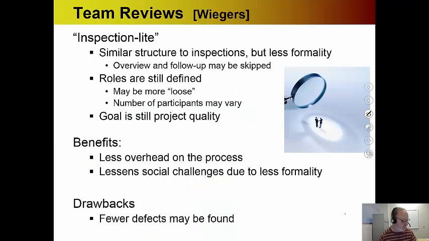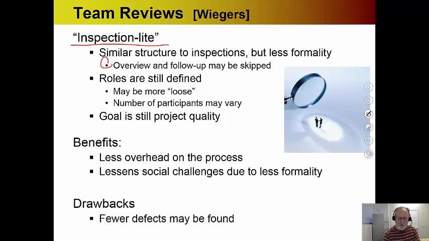Okay. Next one, team reviews, next on the spectrum, right? So this is sometimes referred to as inspection light. It's similar to our formal inspections, but again, now we're going to sacrifice some on formality. We may skip the overview steps and the follow-up steps. We may still have roles, but those roles could be more loose, right? These roles that we saw up in the formal inspections are very well defined. We may even have a separate reader, and a separate scribe, and a chief moderator versus the moderator, and so forth.